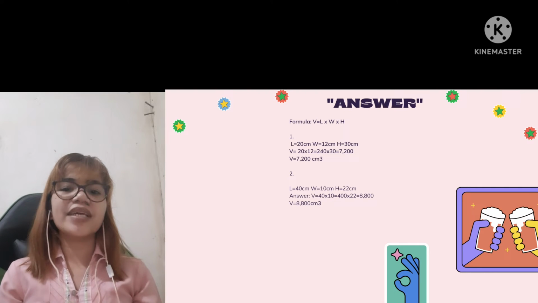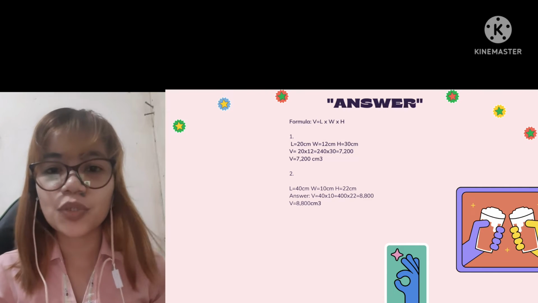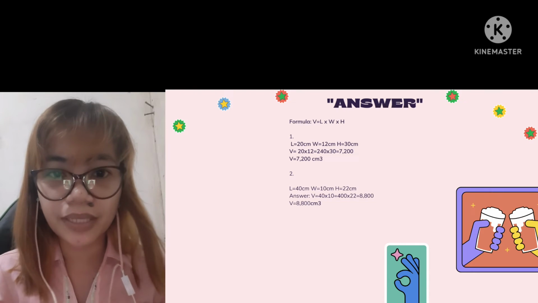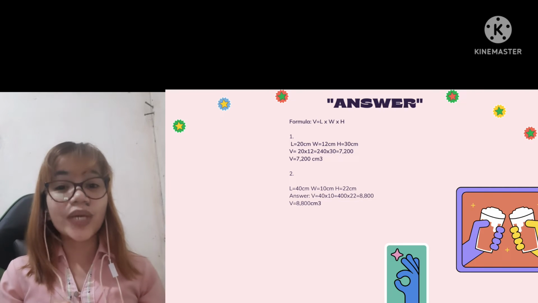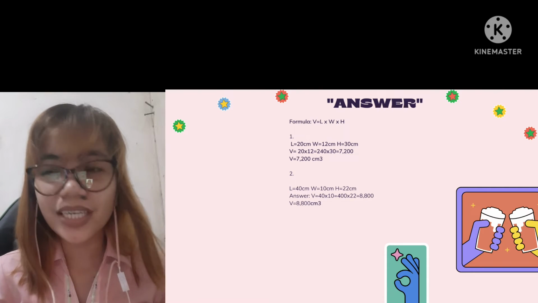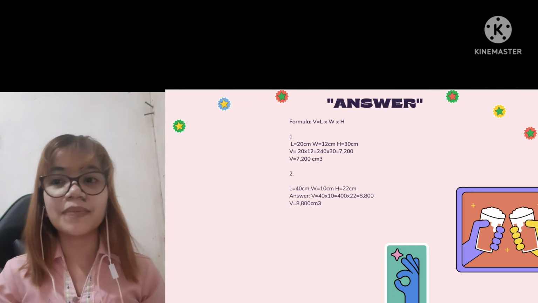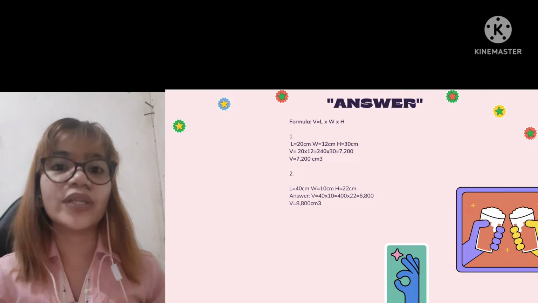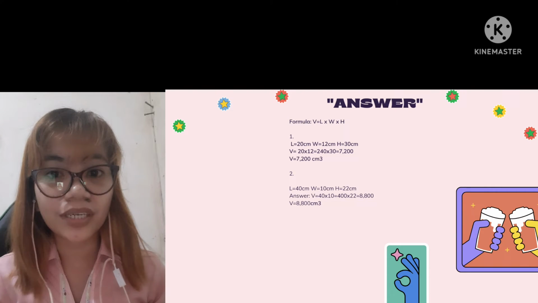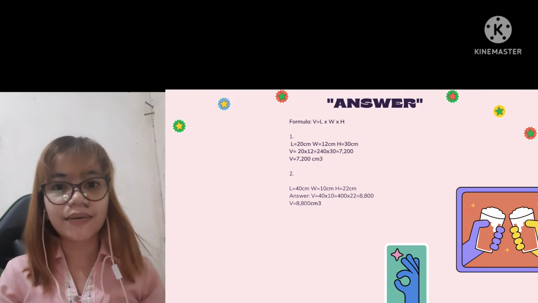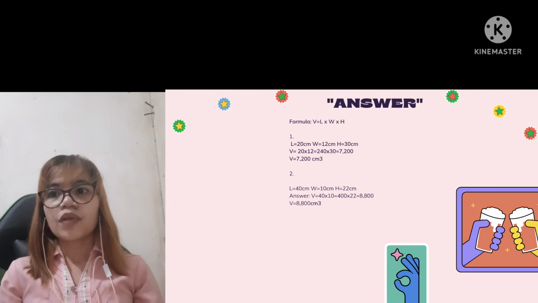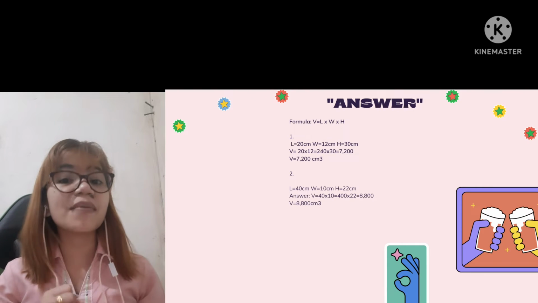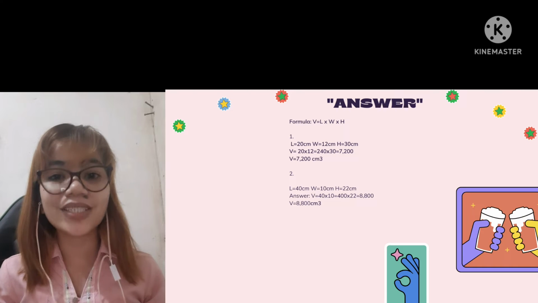And now let's go to the shoebox, the volume of the shoebox. Since it's already given that the length is 40 centimeter, the width is 10 centimeter, and the height is 22 centimeter, that means we will multiply again like what we did in finding the popcorn volume. So let's do it on this shoebox. So 40 times 10, how much? Very good, 400.